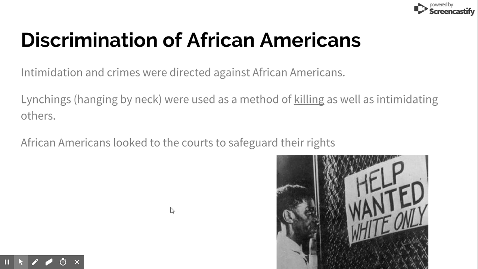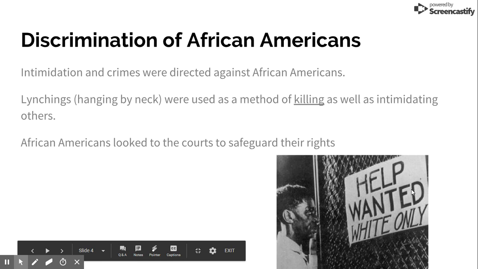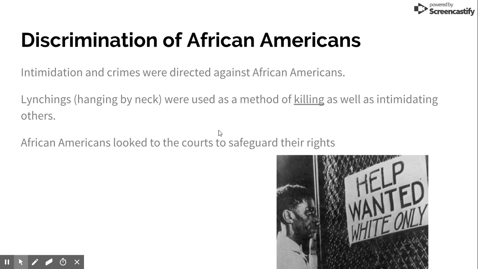And there was lots of discrimination of African Americans. There was intimidation and crimes were directed against African Americans. There were lynchings, which is where you're hung by the neck, used as a method of killing as well as intimidating others. And African Americans looked to courts to safeguard their rights. But a lot of African Americans, they didn't have rights. The sign kind of shows an example. But a lot of African Americans were killed during this time and nothing happened.